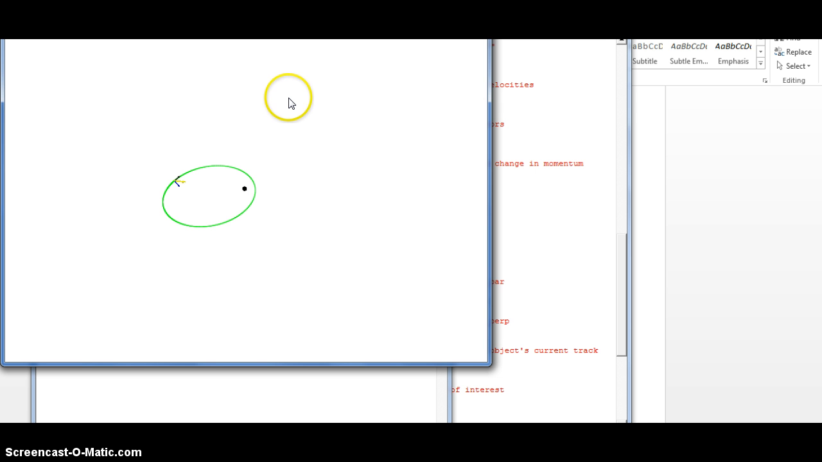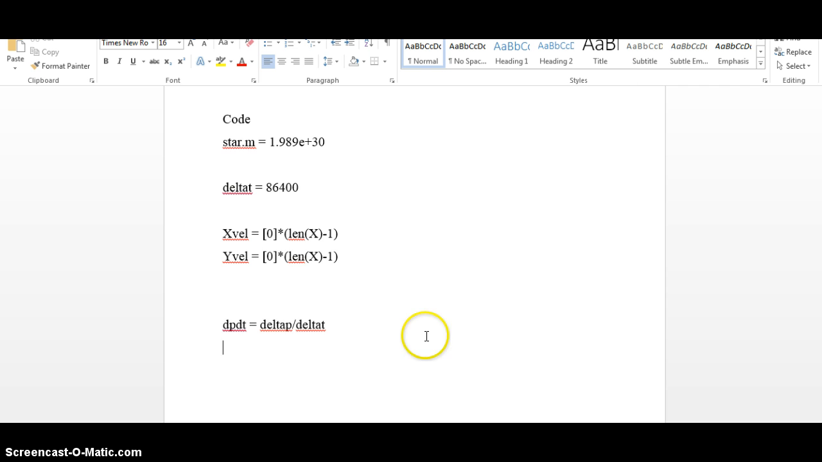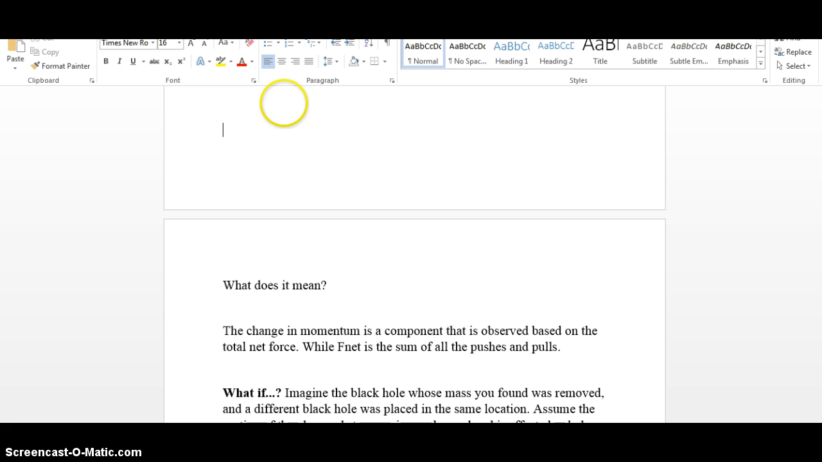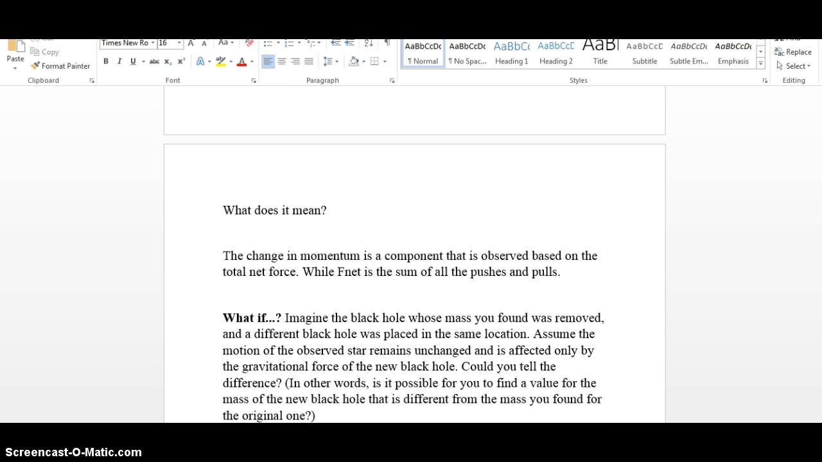Now, moving on to the what if and what does it mean questions. What does it mean? How are F net perpendicular, F net parallel, and F net different from dp/dt perpendicular, dp/dt parallel, and dp/dt?